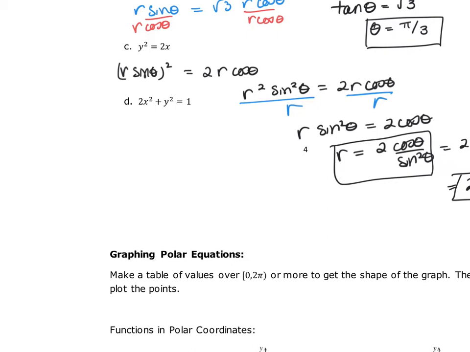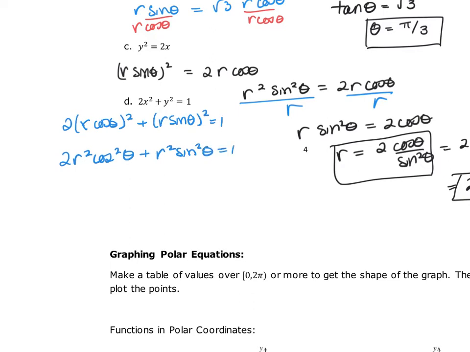For my last one, I'm going to do 2 r cosine theta squared plus r sine theta squared is equal to 1. So I have 2r squared cosine squared theta plus r squared sine squared theta is equal to 1. Now I'm going to factor out an r squared, leaving me 2 cosine squared theta plus sine squared theta is equal to 1.